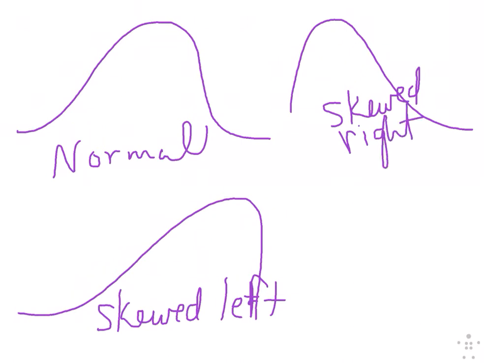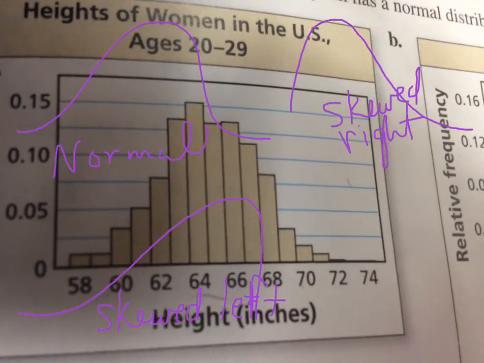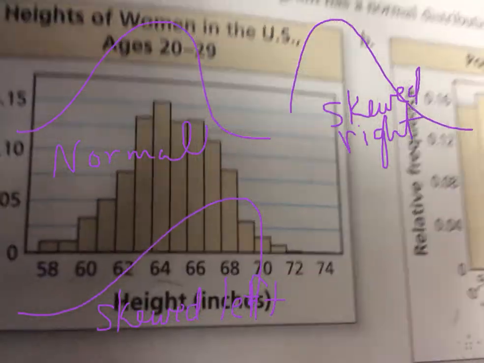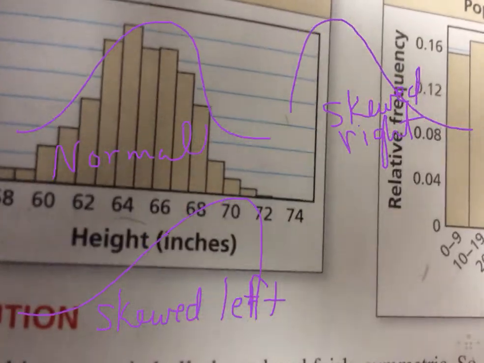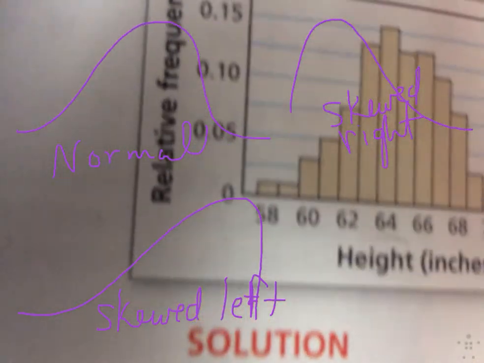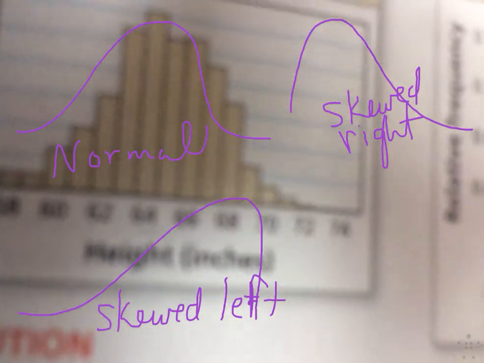Now, what you're going to do is they're going to give you a picture, and you're going to be asked to tell me what kind of distribution it is. It's either normal, skewed left, or skewed right. Okay? So, using this one right there, the graph says heights of women in the U.S. ages 20 to 29, which you will be soon. Is that a normally distributed curve, skewed right, or skewed left? I think that's pretty normal, don't you? Yeah. Good.